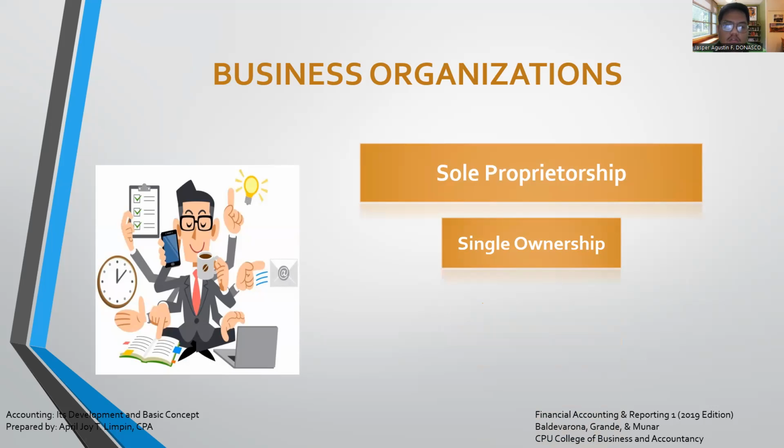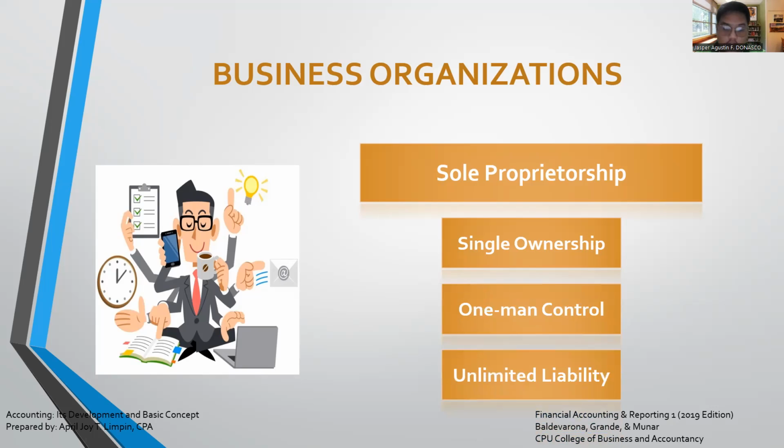Every decision will go through him because he's the sole owner and the most affected person when anything goes wrong. One-man control, he controls everything. He or she will control everything. Unlimited liability. What does unlimited liability mean? Let's try. Miss Pagunsan? Can you recite? Miss Pagunsan?